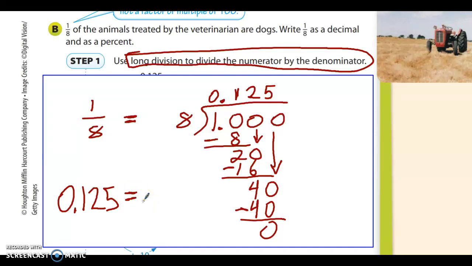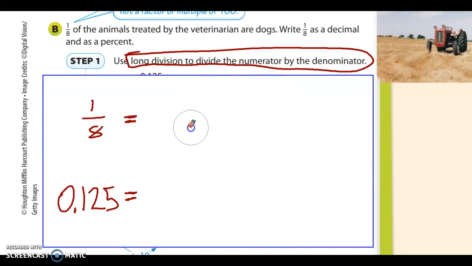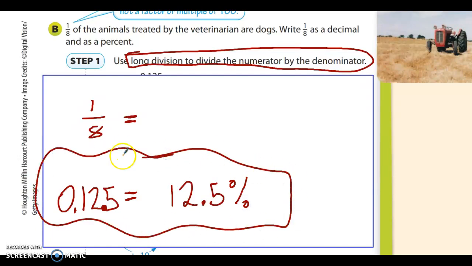We're supposed to write this as a decimal. We're also supposed to write it as a percent. And this gets a little bit tricky. This is not 125%. This is actually 12.5%. And the reason why is because the word percent means out of 100, but our answer here is out of 1,000. So what we do is we place our decimal point right here after the hundredths place. And so now we end up with 12.5%. 1/8 is equal to 0.125, which is 12.5%.